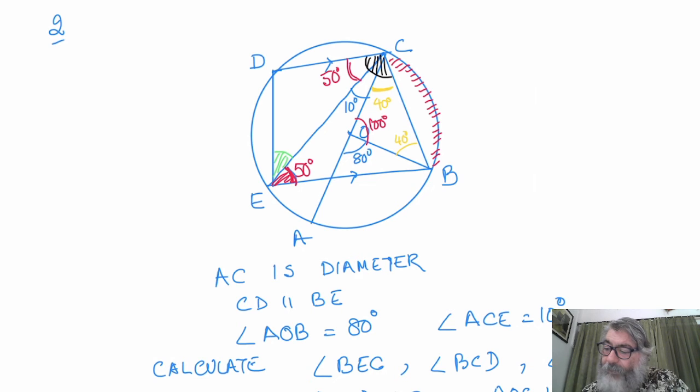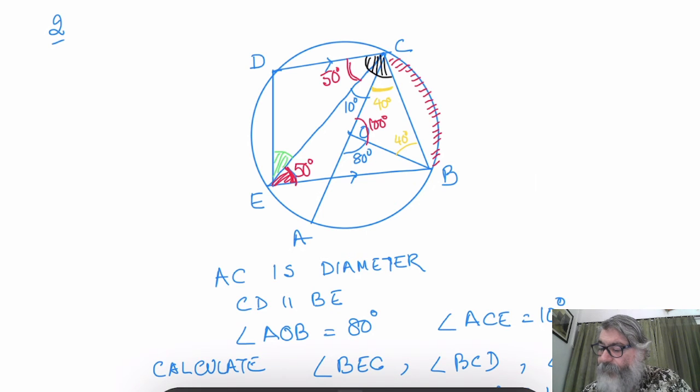Otherwise also, if this angle is 80, this should be 40. The angle subtended by an arc at the center is double the angle subtended at the remaining part of the circumference. So if angle AOB is 80, then angle ACB will be 40. That is also correct, there is no problem. That property can be used, but the property which I have used is perfectly alright also.